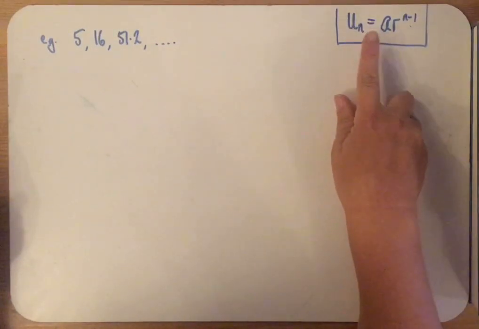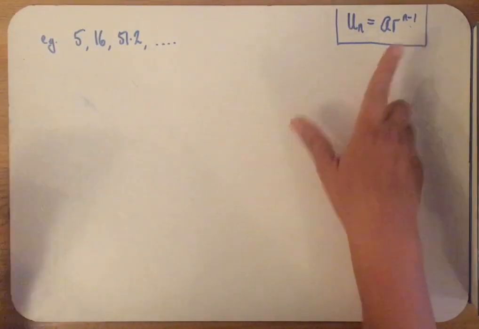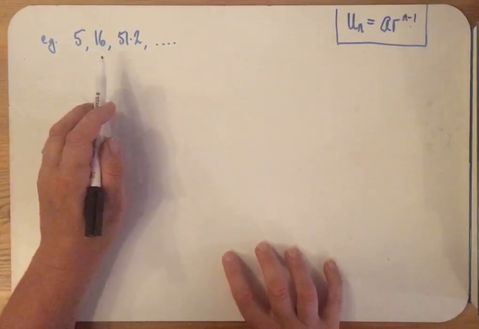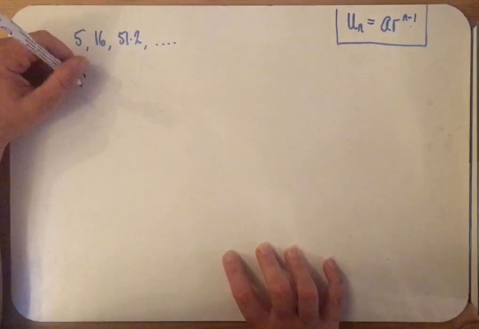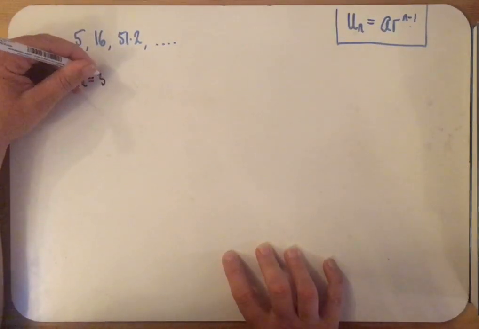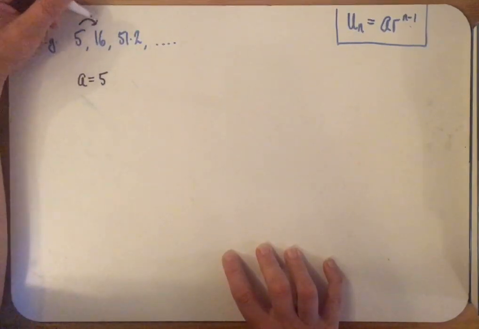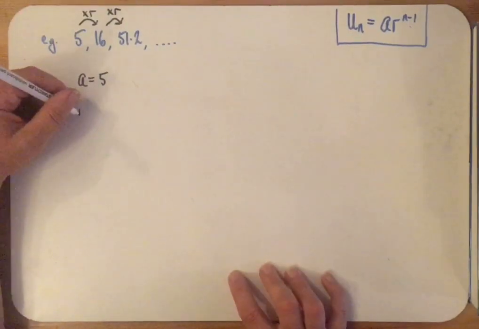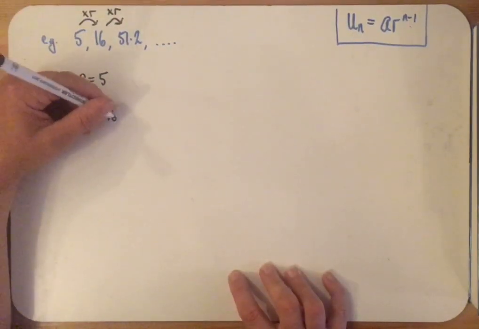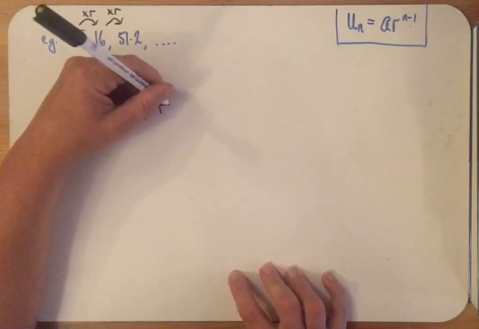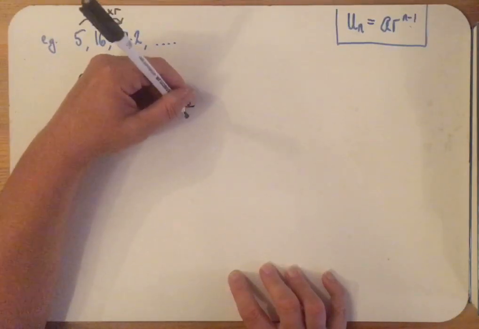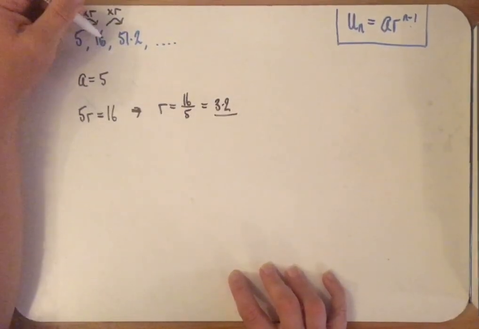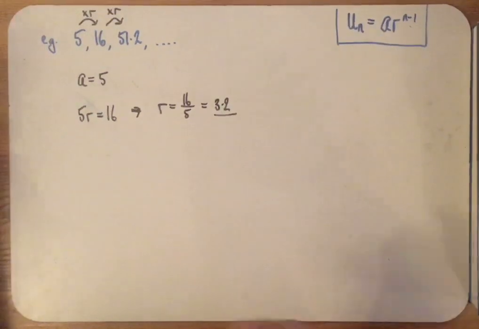So the nth term is ar^(n-1). So that's all we're working with at the moment. For this geometric sequence here, we know that the first term is 5. To find the common ratio, we're timesing by r to get to the next term, and so 5r is equal to 16. And so r is equal to 16 over 5, which is 3.2. You could equally do 16r equals 51.2.